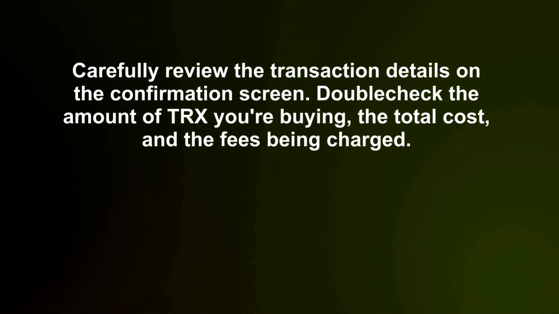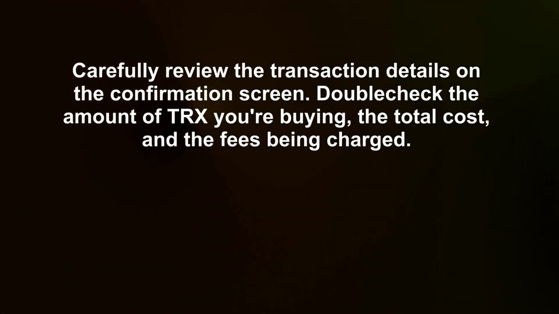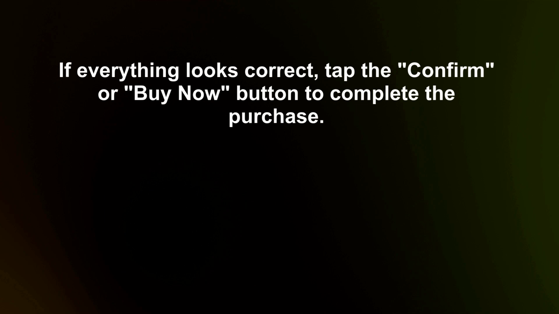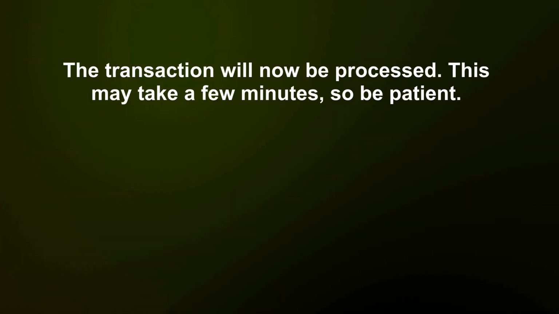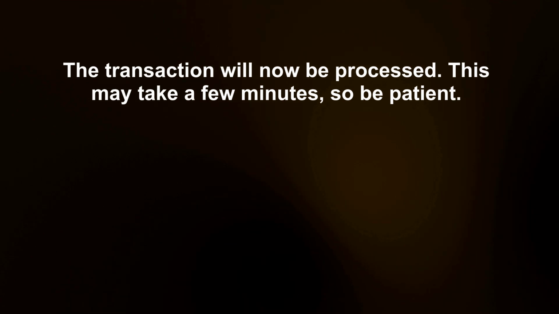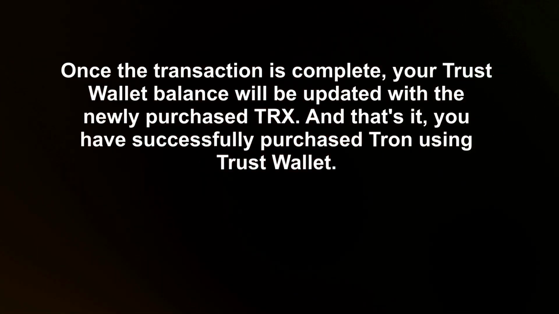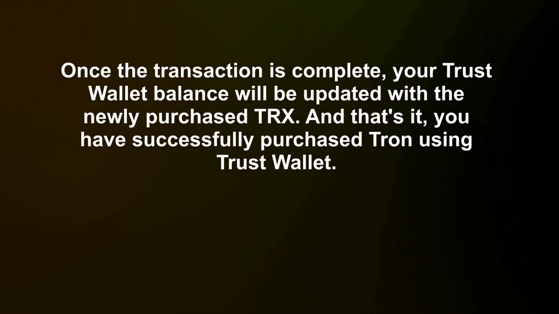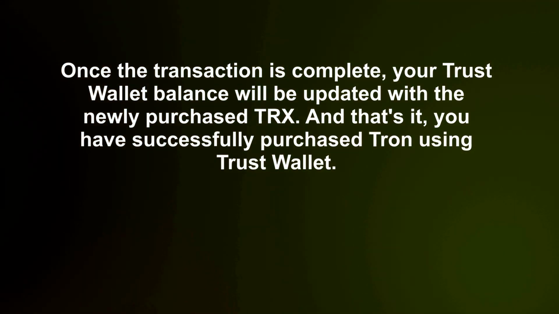Carefully review the transaction details on the confirmation screen. Double-check the amount of TRX you're buying, the total cost, and the fees being charged. If everything looks correct, tap the Confirm or Buy Now button to complete the purchase. The transaction will now be processed. This may take a few minutes, so be patient. Once the transaction is complete, your Trust Wallet balance will be updated with the newly purchased TRX. And that's it. You have successfully purchased Tron using Trust Wallet.